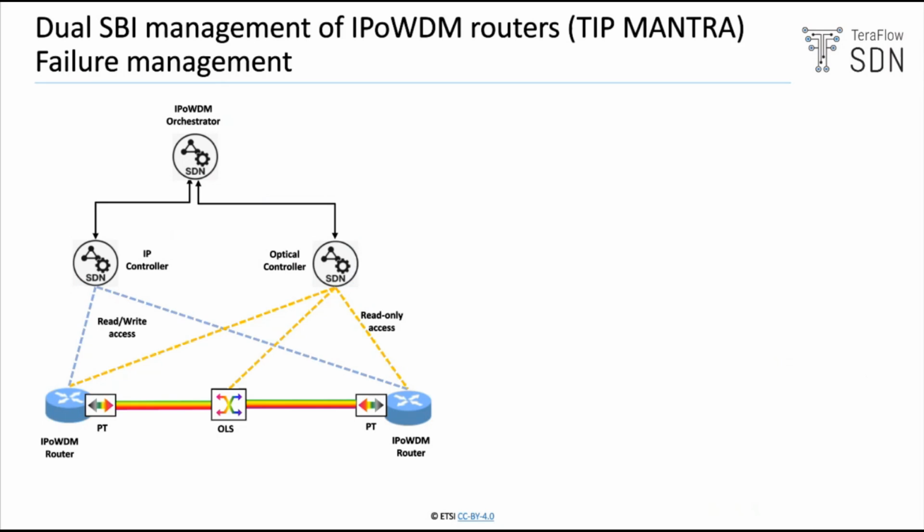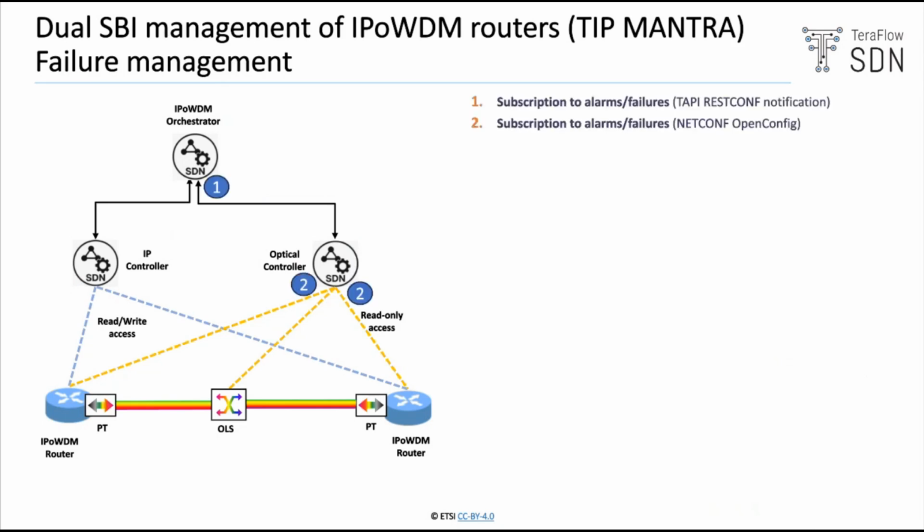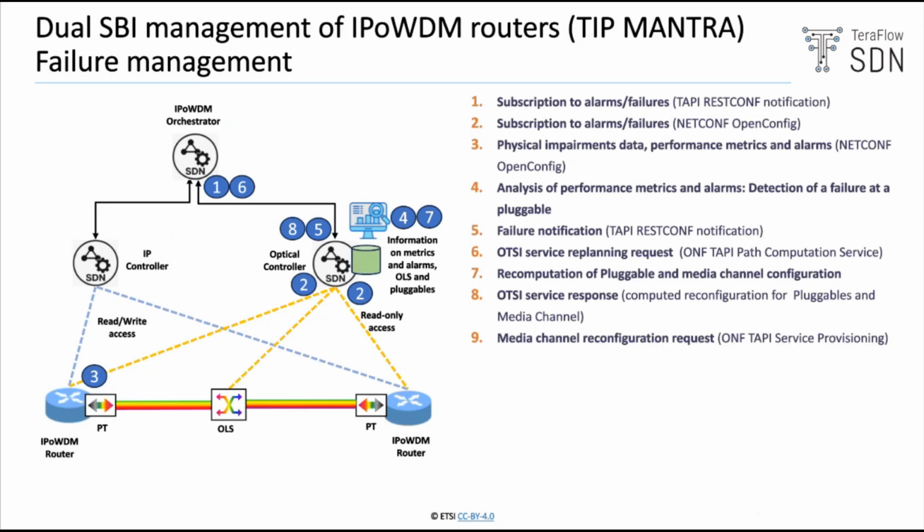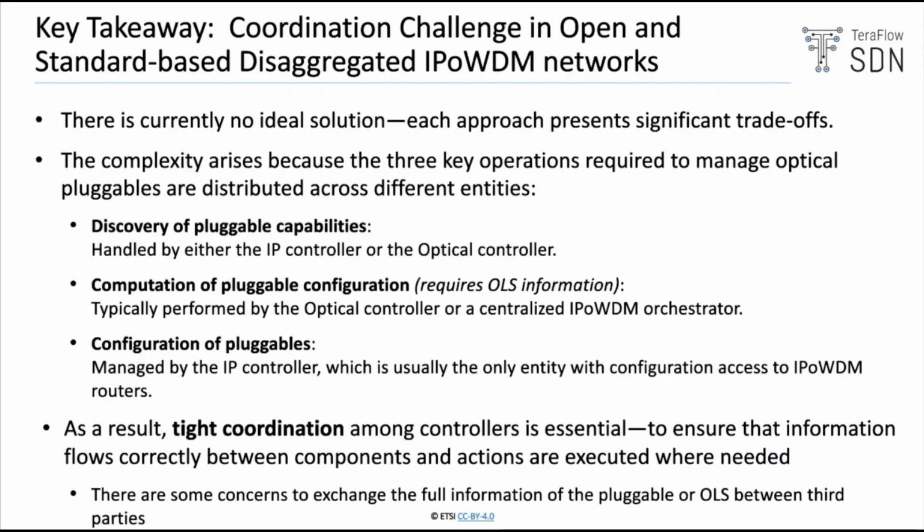In this slide, we also show how failure management is performed. I will not go into depth into all the details, but I wanted to give you some key takeaways of this talk, which allow us to address this challenge. We think that there is no ideal solution. There are different trade-offs. This complexity arises because of three different key operations: the discovery of the pluggable capabilities, the computation of the pluggable configuration, which requires OLS information, and finally the configuration of the pluggables.